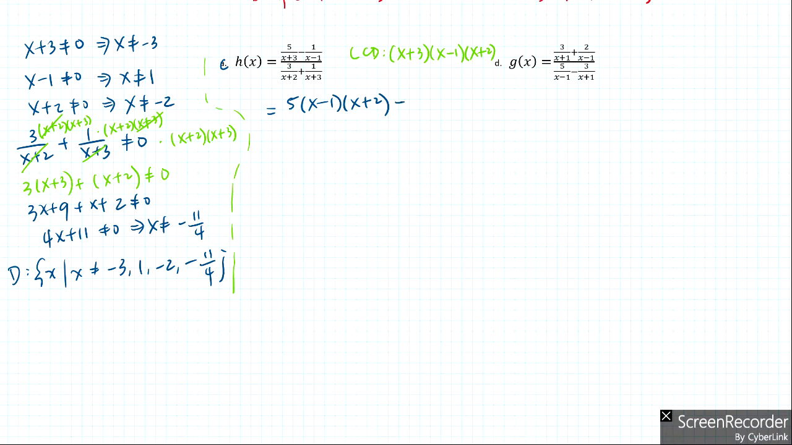Minus, for the second term, x minus 1 got cancelled out, so I'm left with 1 times x plus 3 times x plus 2. You don't have to write the multiply by 1 because it doesn't change the result. And this is all over. Now in the denominator, that 3 stays, and then x plus 2 cancels out, so I'm left with x plus 3 and x minus 1. Lastly, plus 1, 1 stays, multiplied by anything other than x plus 3, because x plus 3 gets cancelled out. So that should be what we have.